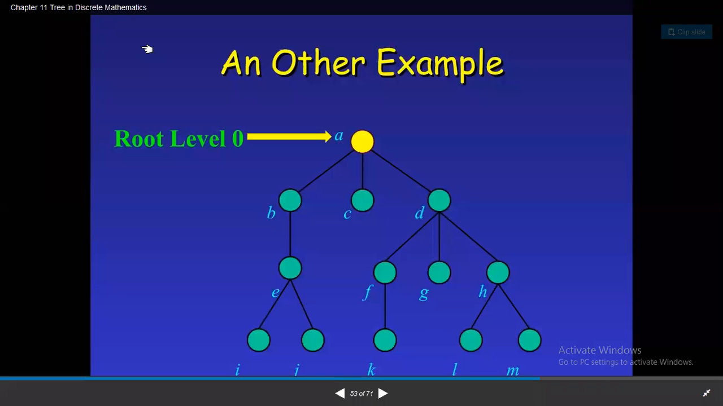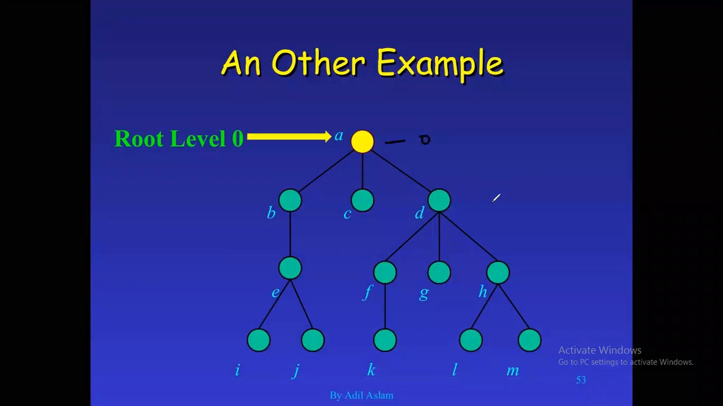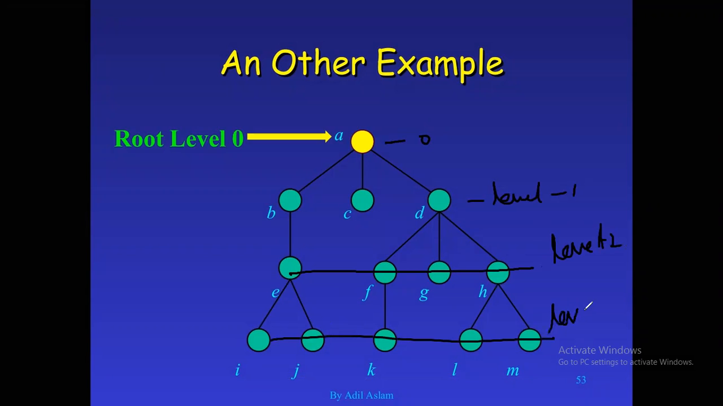Next, root level. What does root level mean? This is called level 0. This is called level 1. These are all called level 2. This is called level 3. So initially it is level 0, then level 1, level 2, level 3.